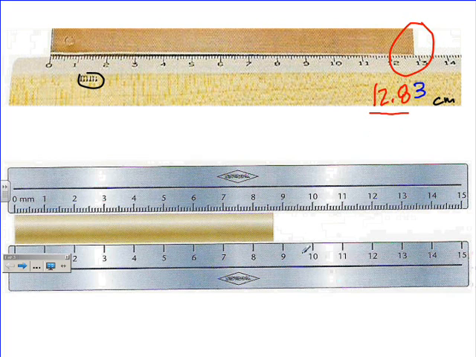Next, same gold strip, 2 different measuring devices. I'll give you a couple seconds in your head. Figure it out. What would be the measurement using the top ruler? What would be the measurement using the bottom ruler? Go.